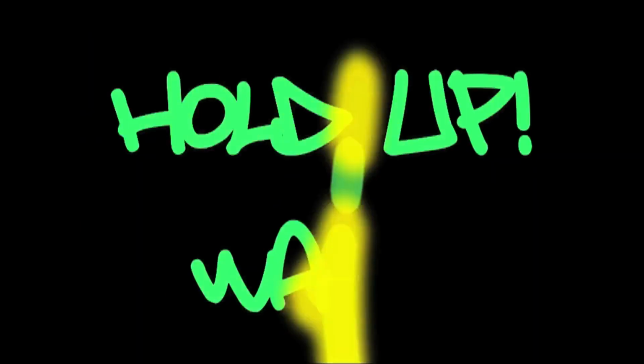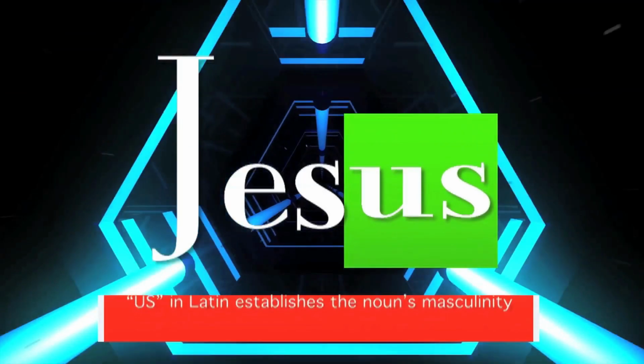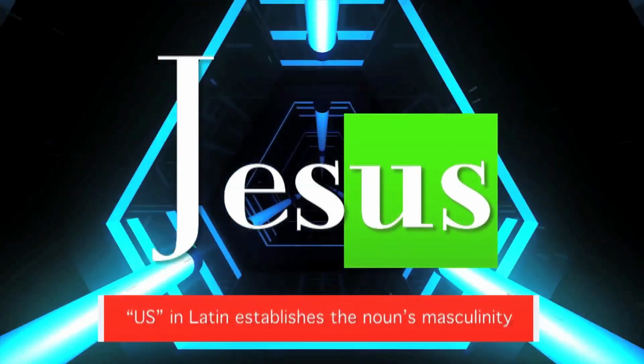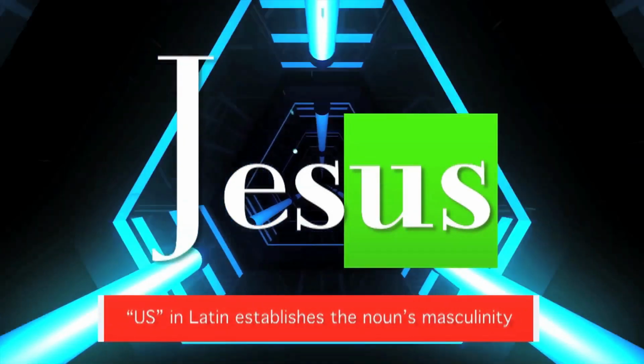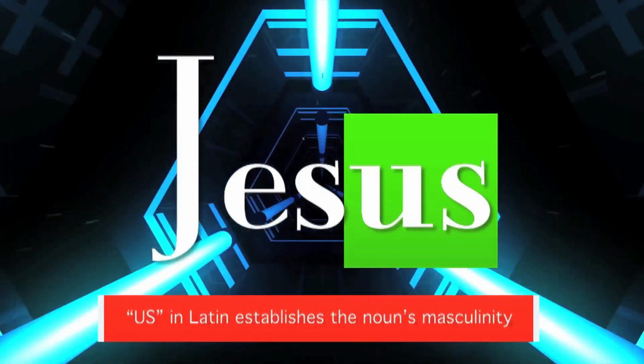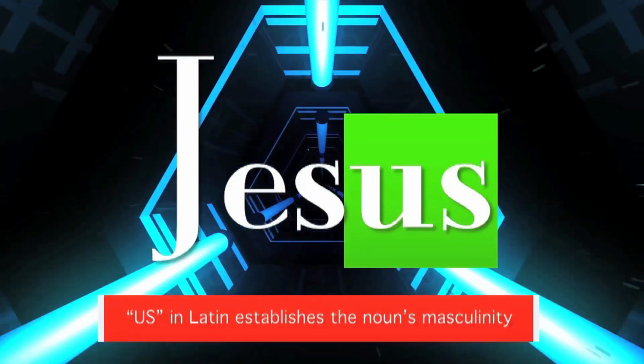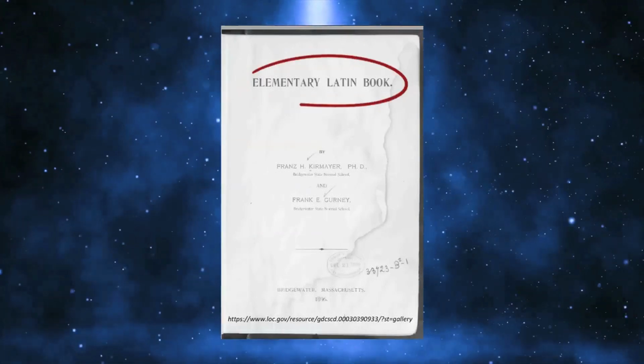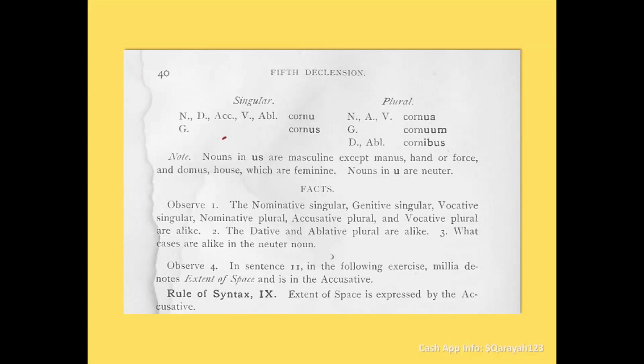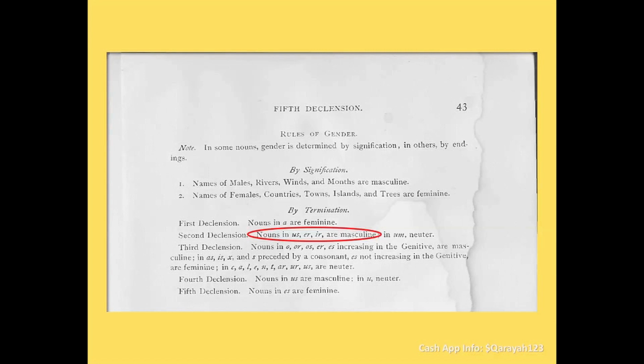Hold up. Wait. What about the letters US in the name Jesus? The letters US in the Latin establishes the noun's masculinity. The following excerpts are from the following. Our next reference is coming from the book titled Elementary Latin, written by Franz H. Kiermaier and Frank E. Gurney. The following reads that nouns in US are masculine. Our next reference, the following reads, nouns in US, ER, IR are masculine.